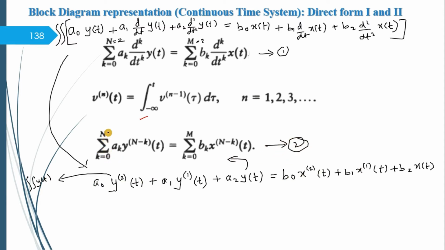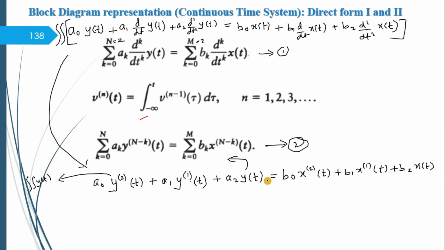So here summation k is equal to 0 to n, ak means a0, k starts from 0, y n minus k. What is n? n is 2. 2 minus 0 is 2. Plus a1 when k is equal to 1, a1, y, n is 2, 2 minus 1 is 1. 1 is here. Similarly, a2 y, n is 2, 2 minus 2 is 0. So 0 means y of t. Similarly here. So 1 to 2, if you want to come over this, you need to perform an integration. How many time integration? It should be equivalent to the order of the given differential equation. That is how you need to write.